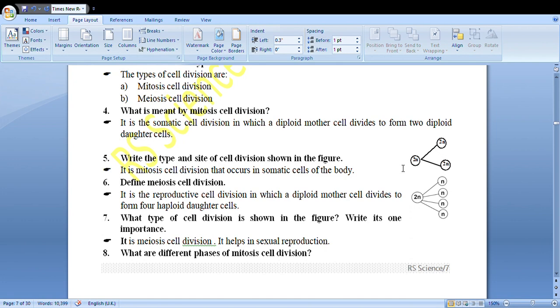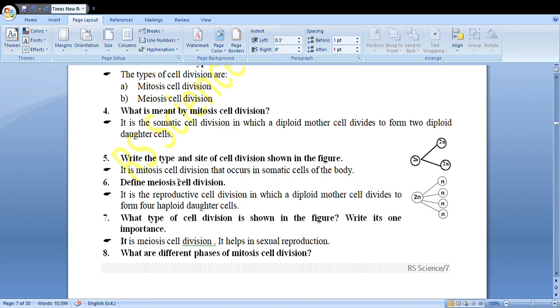Diploid mother cell divides to form 2 diploid daughter cells. Mitosis, here is a figure for this also. Write the type and site of cell division shown in the figure. It is mitosis cell division that occurs in somatic cells.